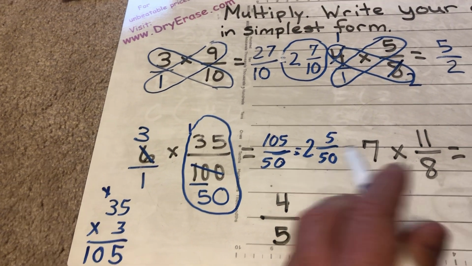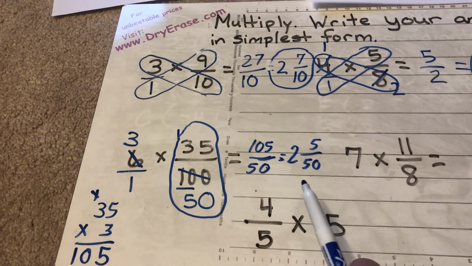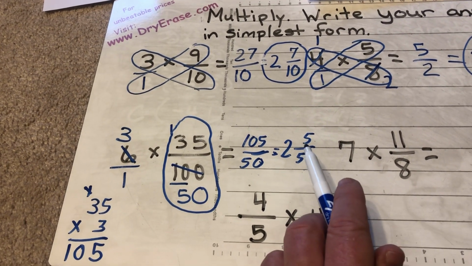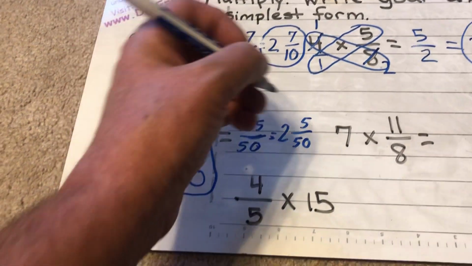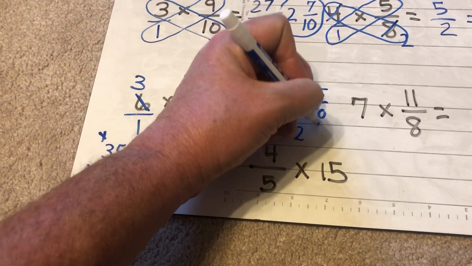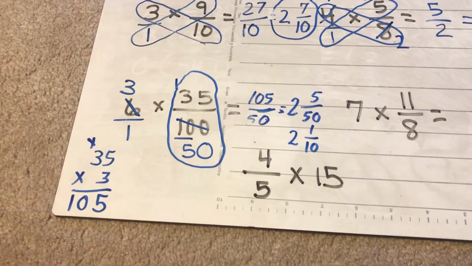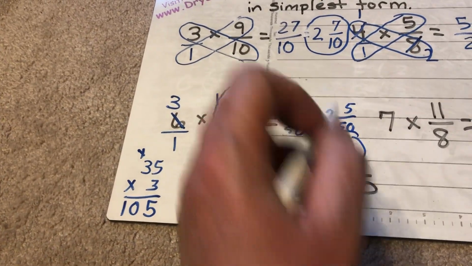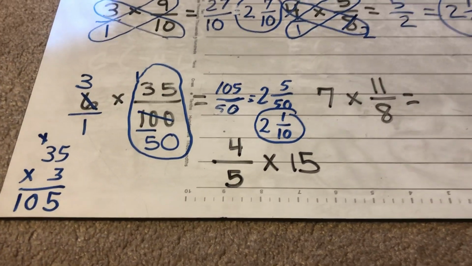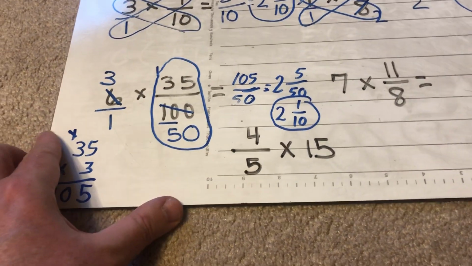And I get 2 and 5 over 50. Well, I see both of these are divisible by 5. 5 divided by 5 is 1. 50 divided by 5 is 10. So I see that this is going to work out to be 2 and 1 over 10. And that's my answer in simplest form. That's why you always make sure that things are simplified.